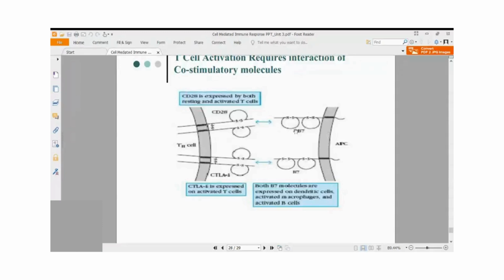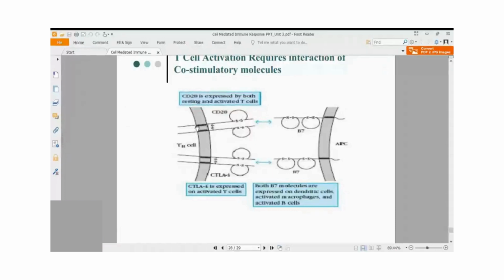B7, which is B7.1, CD80, has strong affinity to CD28 expressed by the T helper cell or CD8 T cell. And once it establishes the contact with the CD28, it is responsible for the generation of signal 2, and that will facilitate that particular T cell to complete its cycle of proliferation and formation of clonal expansion. Means larger number of T cells recognizing the same antigen.